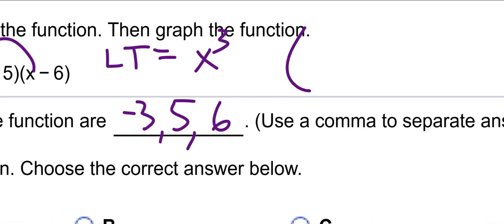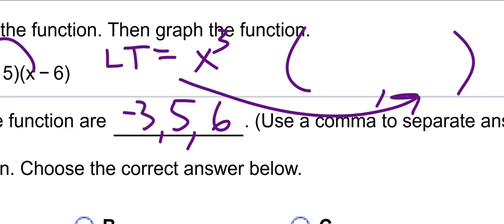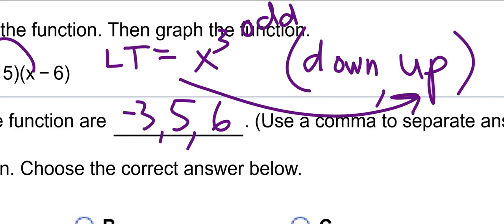What's my end behavior? Positive 1 means my right end behavior is up. Odd degree means my left is down. Say it again. Okay. How did I get negative? What? No, this is a positive one, okay? But since that's that positive number in front, that causes the right-end behavior to go up, okay?